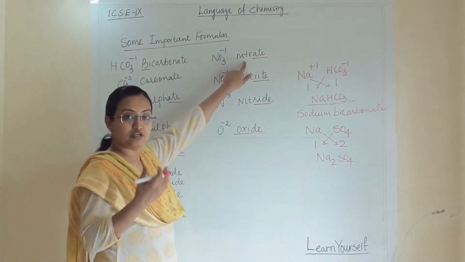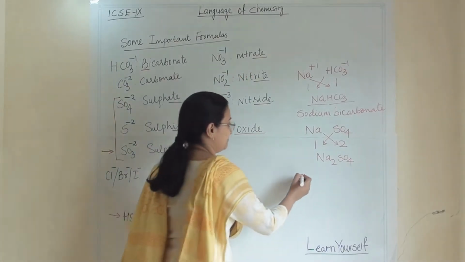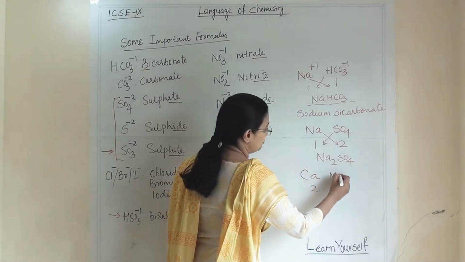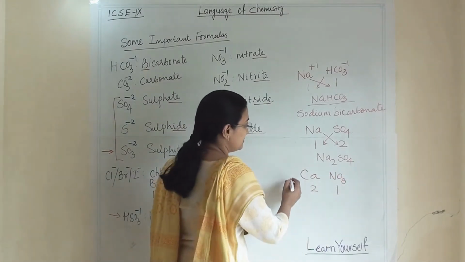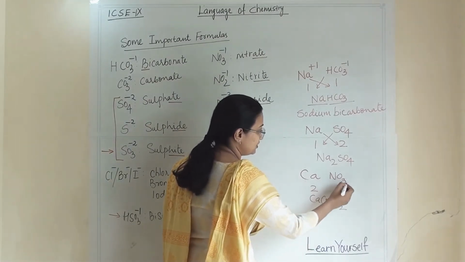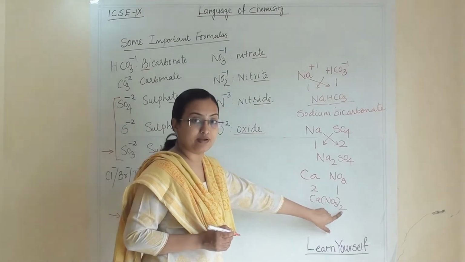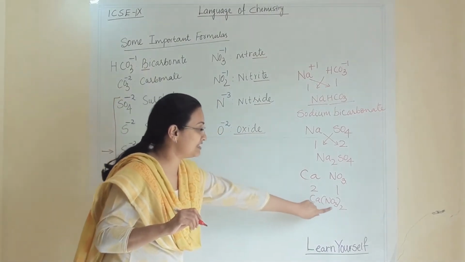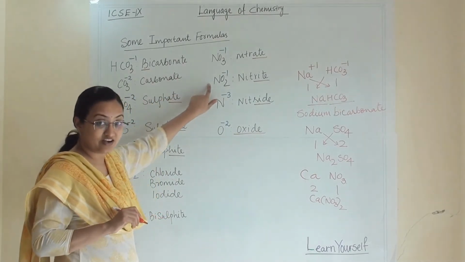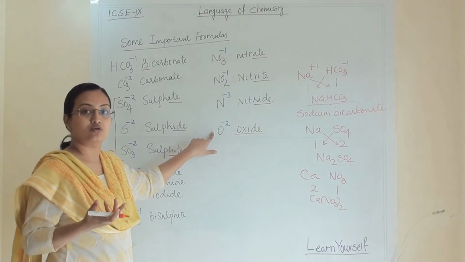Then similarly, with each and every positive ion you can add this. If it is calcium, calcium's valency is 2 and here it is nitrate, NO3, with 1 valency. So Ca(NO3)2. This 2 will go here, and the nitrate will go in a bracket because we have to write the 2. Calcium's valency will go along with the nitrate. Calcium nitrate, calcium nitrite, calcium nitride, calcium oxide, sodium oxide and so on.